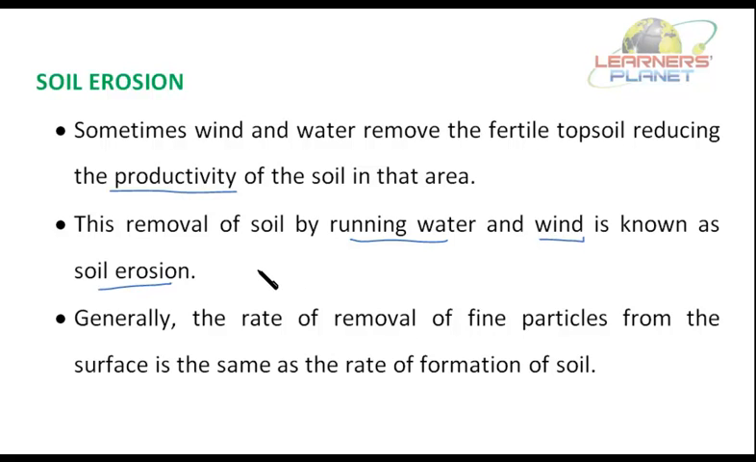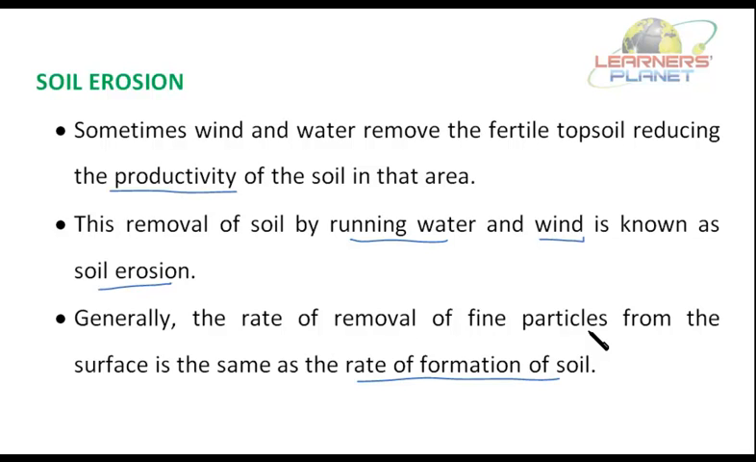So basically, soil erosion is the removal of soil by these factors. Generally, these factors mean natural factors. So generally the rate of removal of fine particles from the surface is the same as the rate of formation of soil. So if the rate is the same, then how will soil formation take place? And if soil formation has taken place, but the removal of soil is also taking place simultaneously, then there will be no fertile soil available for the growth and development of plants. So how will plants develop? So this is a very big factor which we should keep in mind.